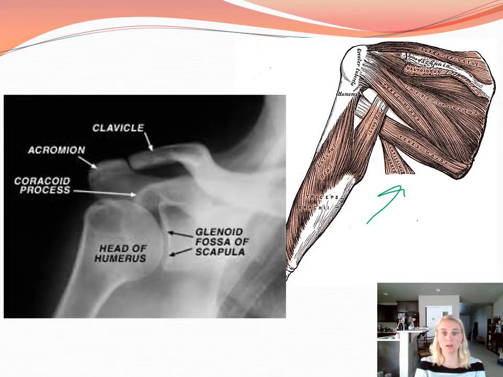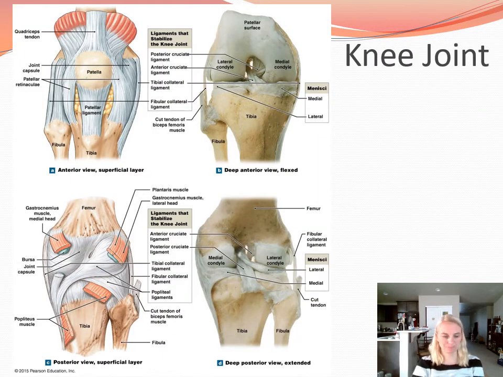Yes, there's a few humeral ligaments like the glenohumeral and the coracohumeral, but they're not super duper strong. It's those muscles of the rotator cuff that really stabilize your shoulder joint. But because the muscles are flexible, our shoulder joints are flexible. Okay. All right, now we can move on to the knee.